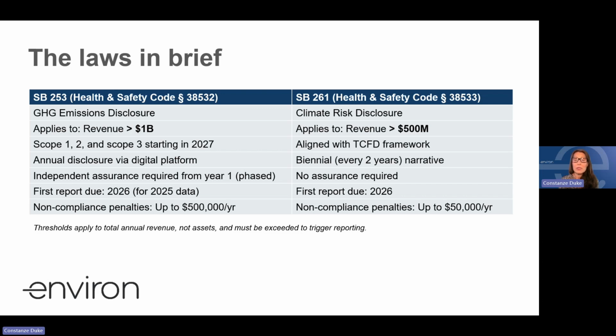The California Air Resources Board, CARB, will develop an online portal for the annual submission of your emissions inventory with the first report due in January 2026, and it does require external assurance. This rule has a very steep penalty for noncompliance, up to $500,000 per year.